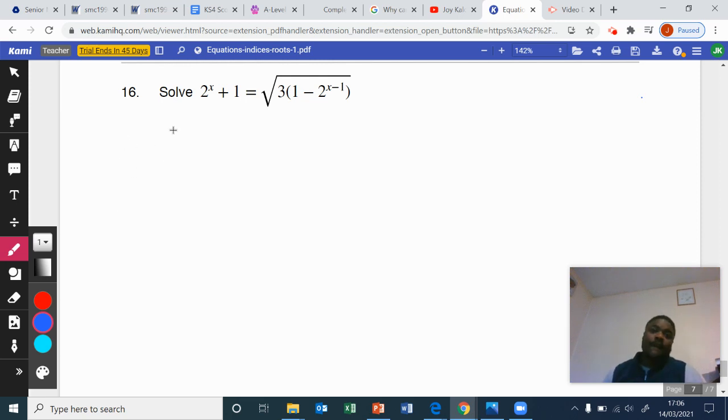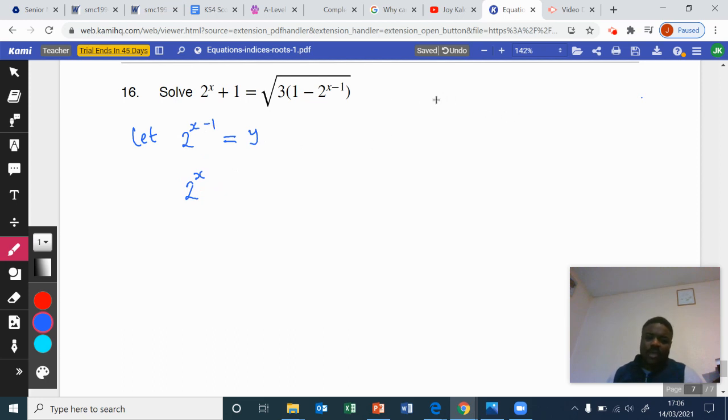We can use our powerful friend substitution. So what we're going to do here is actually we're going to let 2 to the power of x minus 1 equal y. Okay? Then we have to think, what would 2 to the power of x be in terms of y?